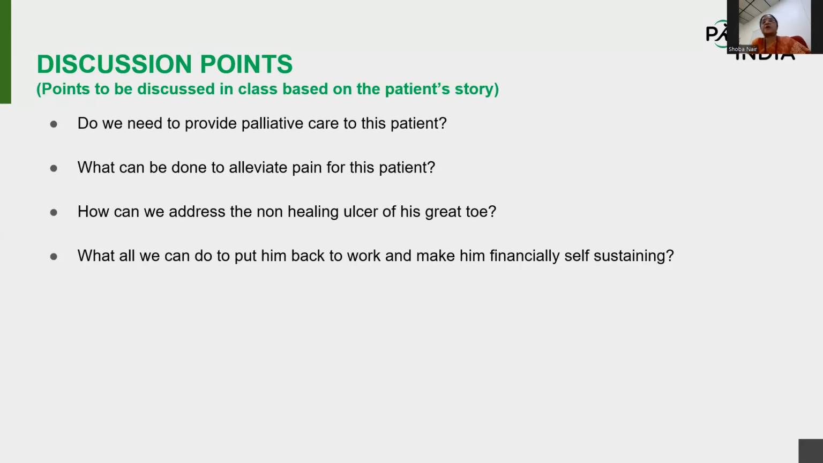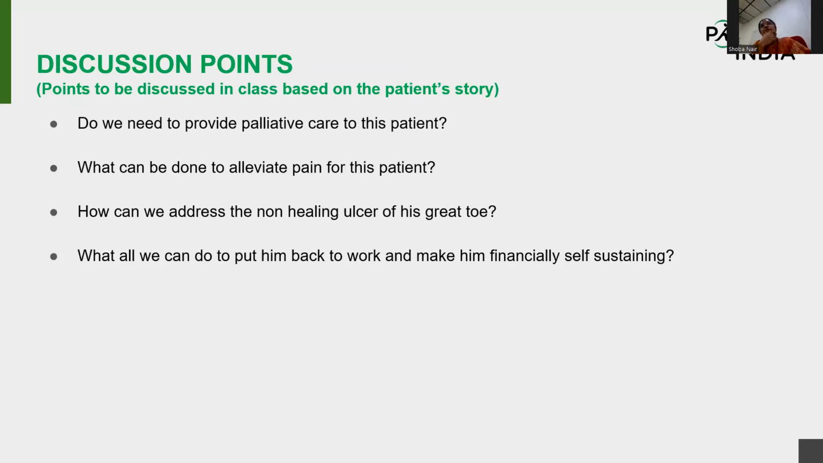Okay, the next question is, how can we address the non-healing ulcer of this grade? I think a lot of people have answered this: refer to surgery, vascular surgery, plastic surgery, and do what is required. Okay, what all can we do to put him back to work and make him financially self-sustaining?